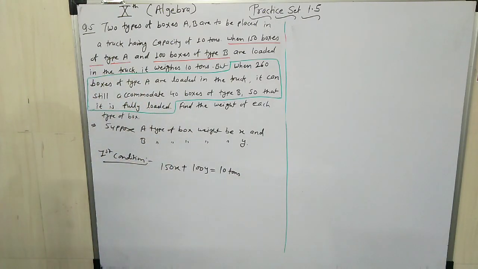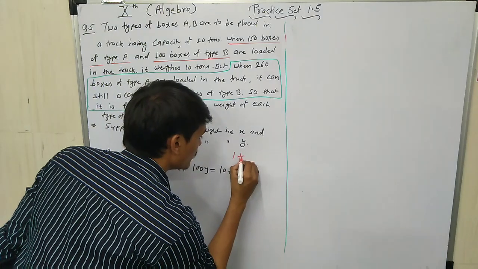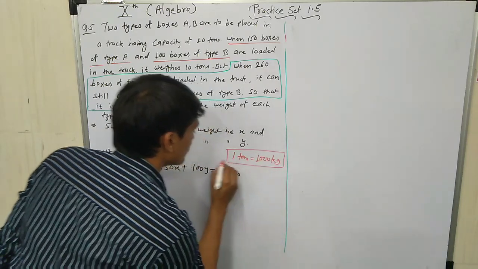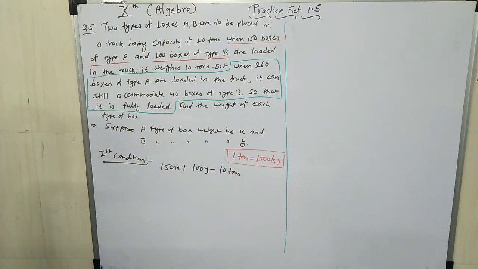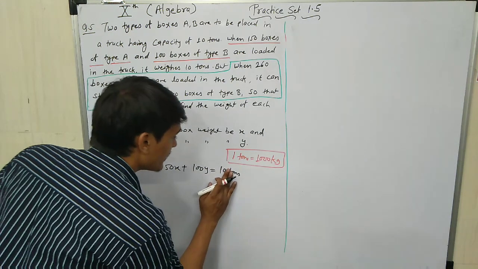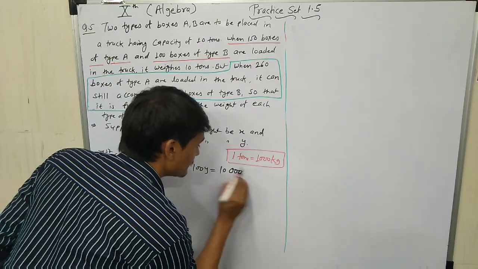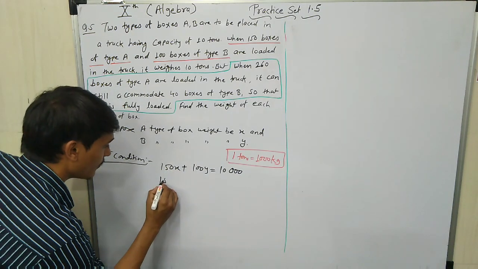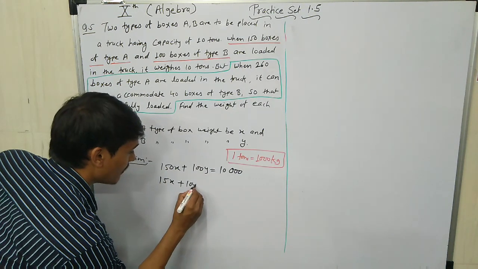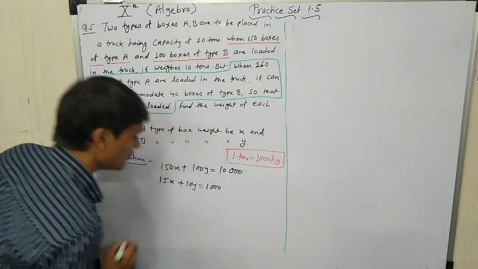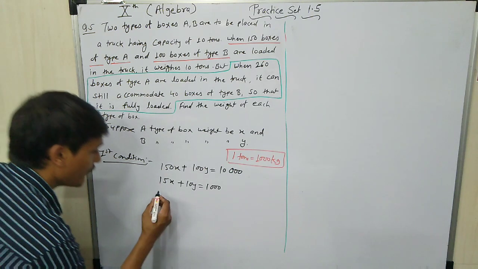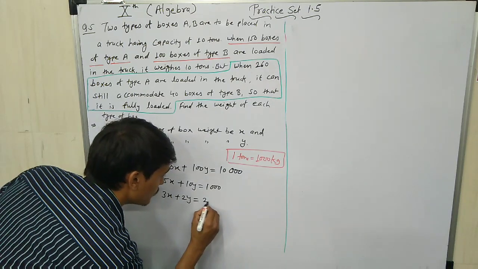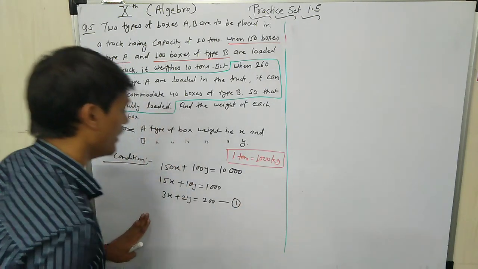Got it? Understood? 1 ton is equal to 1000 kg. 10 tons means 10,000 kg. Got it? 10,000 kg. Divide by 10. 150x plus 100y is equal to 1000. Divide also by 50: 3x plus 2y is equal to 200. This is equation number 1.